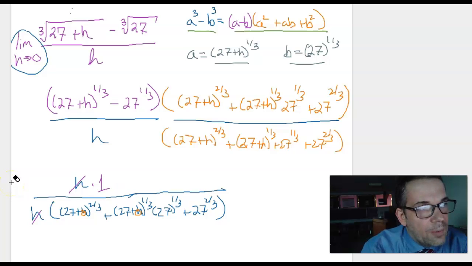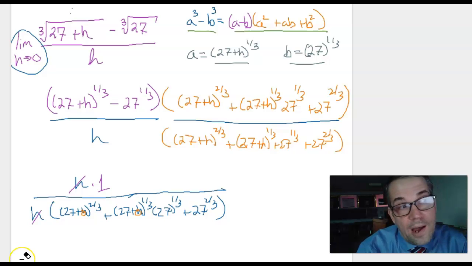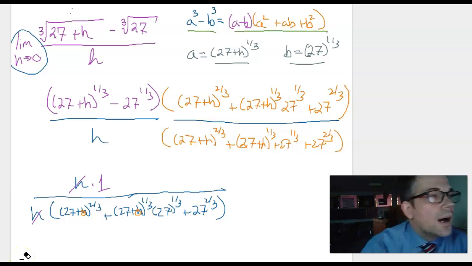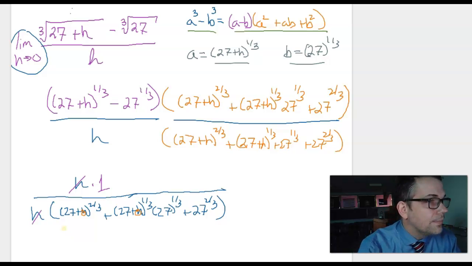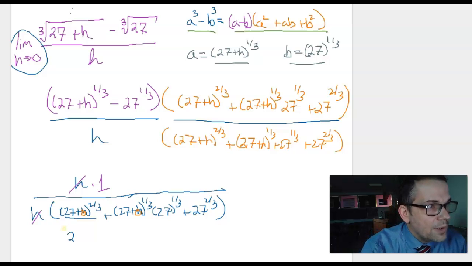But so what happens is the h that was making the 0 over 0 happen before is now gone. Hooray! I have a 1 on top, and I'm going to put a 0 on the bottom. And I don't know if you can read my terrible penmanship, but this ends up being 27 to the 2/3. So this guy ends up being 27 to the 2/3 when you plug in 0 for h.